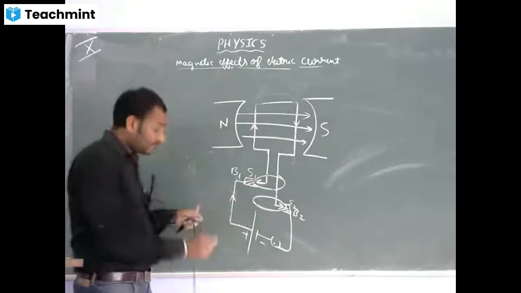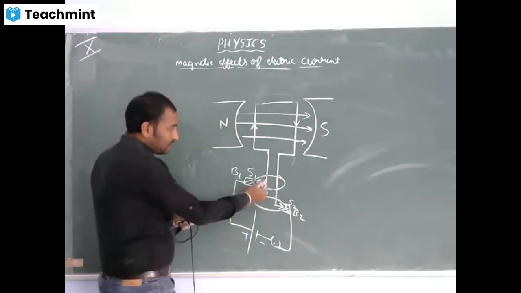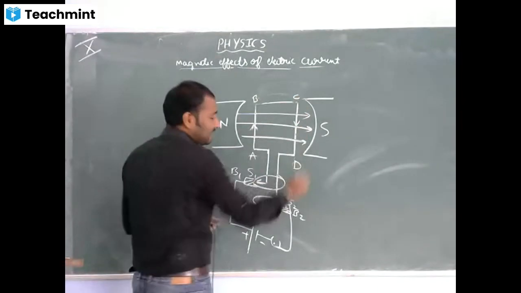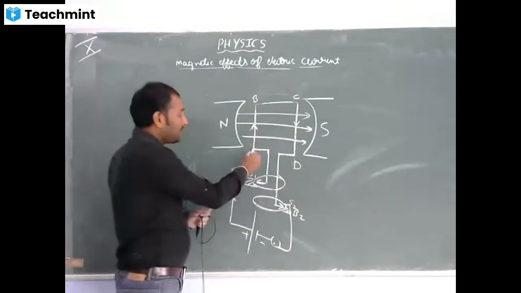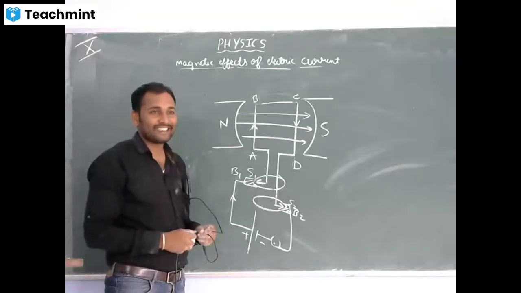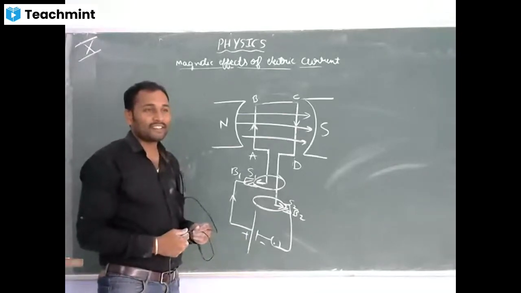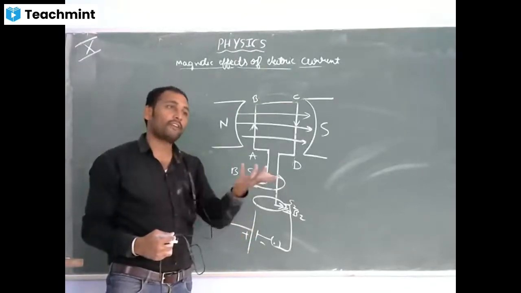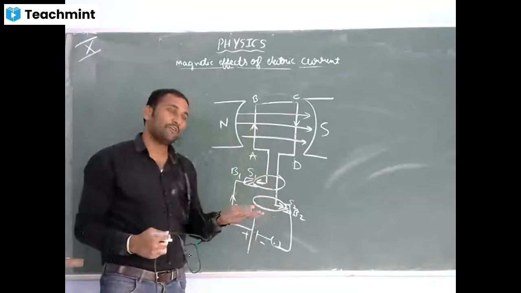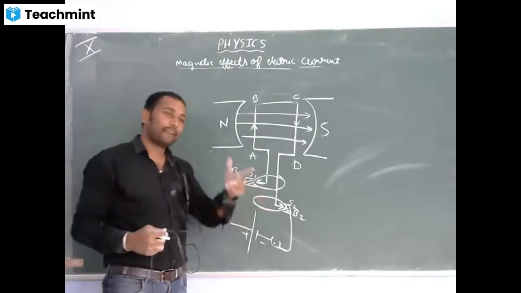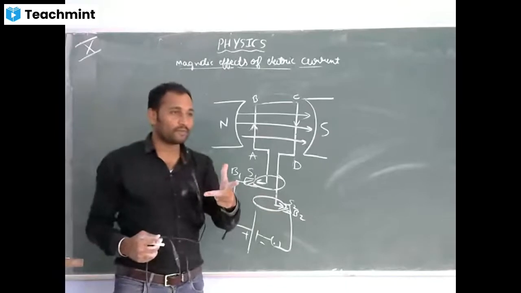So current started flowing from D1. This is A, this is B, this is C, this is D. So current is going from A to B. Which rule are we using? Fleming's left hand rule. Okay.